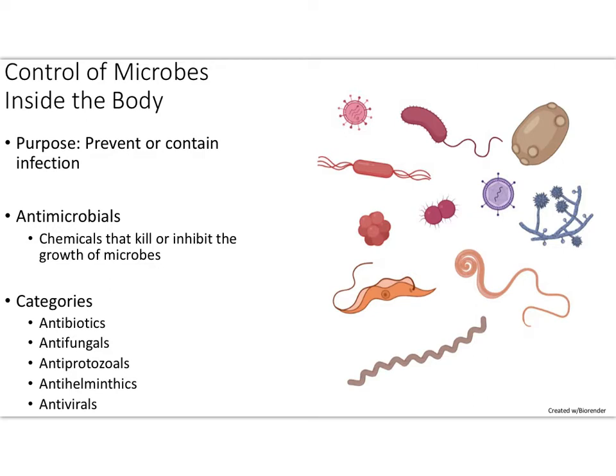So in our last lecture, we talked about the ways that we control microbes outside the body to help prevent infection or disease and prevent decay of things like food. In this lecture, we will be talking about the chemicals that we use inside the human body that are geared towards preventing infection or containing infection once it has developed.